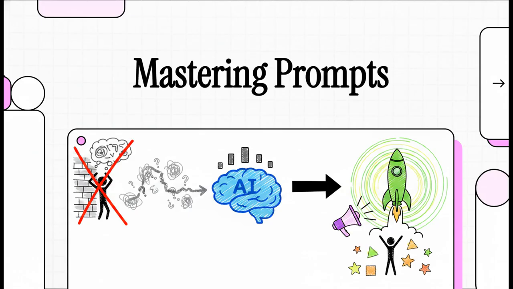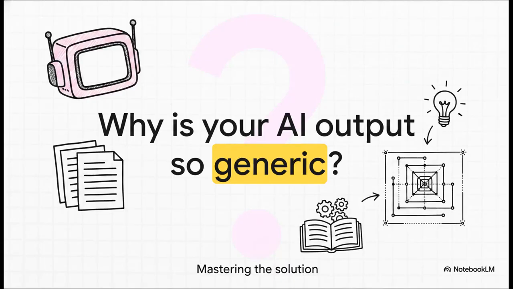If you've ever felt like you're just banging your head against the wall trying to get an AI tool to give you exactly what you need, only to get back this super bland, uninspired text, well, you are in the perfect place. We're going to take those frustrating, generic AI interactions and transform them into precise, powerful, and highly targeted results. I mean, it's a question we have all asked ourselves while staring at a blinking cursor, right? Why is your AI output so generic?